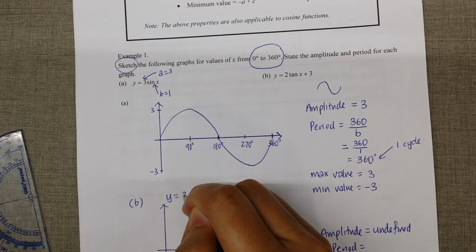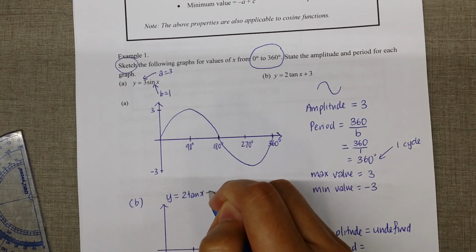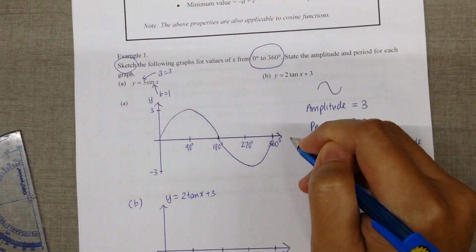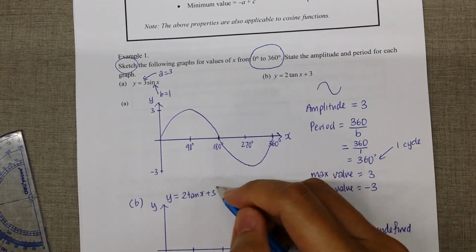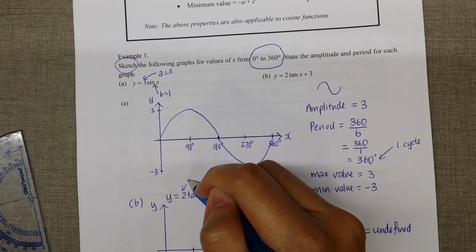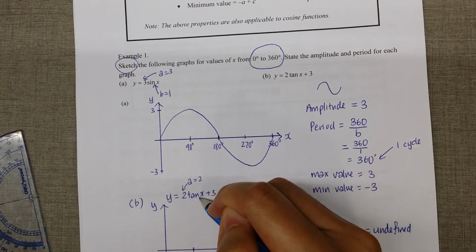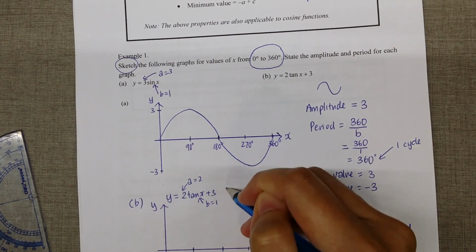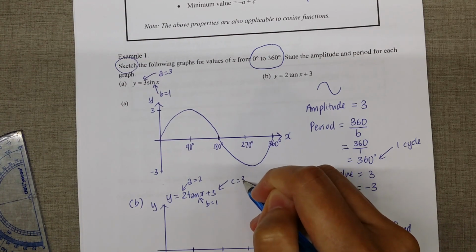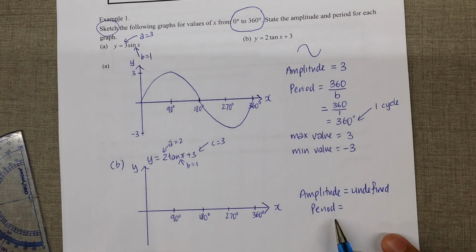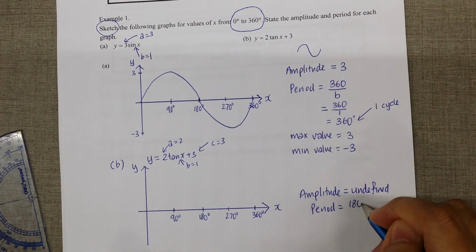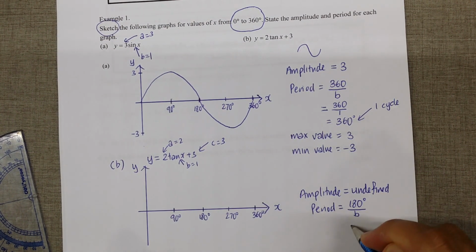y equals 2 tangent x plus 3. Let me complete my graph, y and x. So from here I can see that my A is 2, my B is 1, my C is 3. Okay, so period. I mentioned earlier it is 180 divided by B, right? So 180 divided by 1, period is 180.